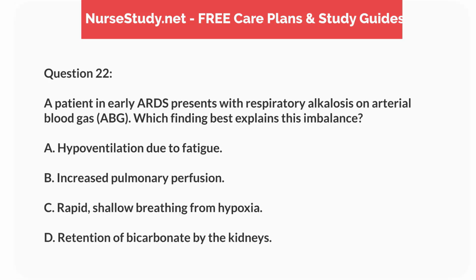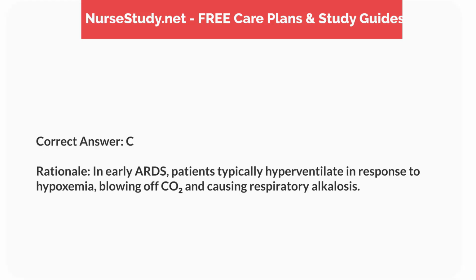Question 22. A patient in early ARDS presents with respiratory alkalosis on arterial blood gas, ABG. Which finding best explains this imbalance? A. Hypoventilation due to fatigue. B. Increased pulmonary perfusion. C. Rapid, shallow breathing from hypoxia. D. Retention of bicarbonate by the kidneys. Correct answer, C. Rationale: in early ARDS, patients typically hyperventilate in response to hypoxemia, blowing off CO2 and causing respiratory alkalosis.